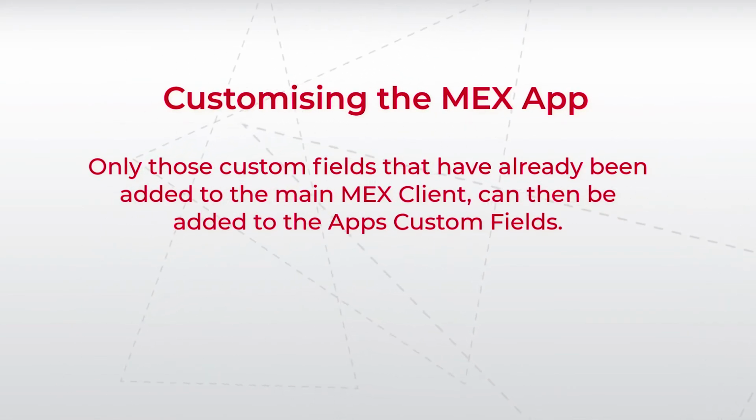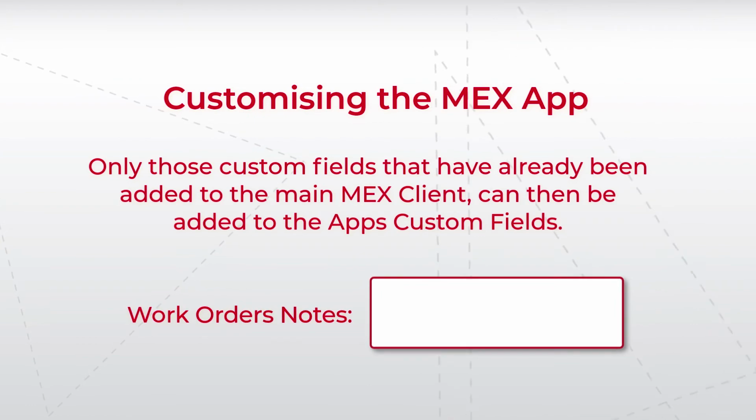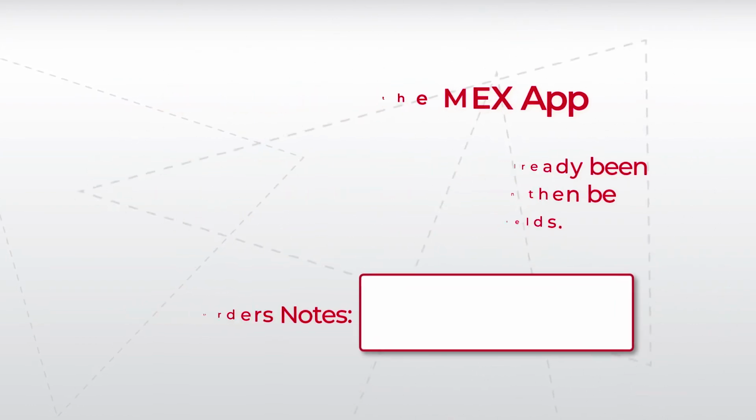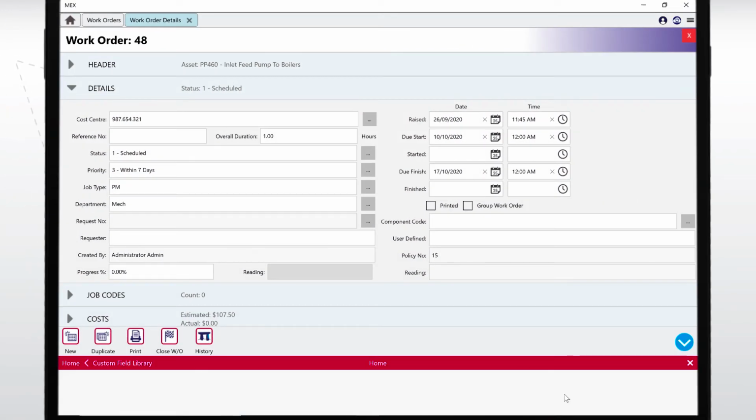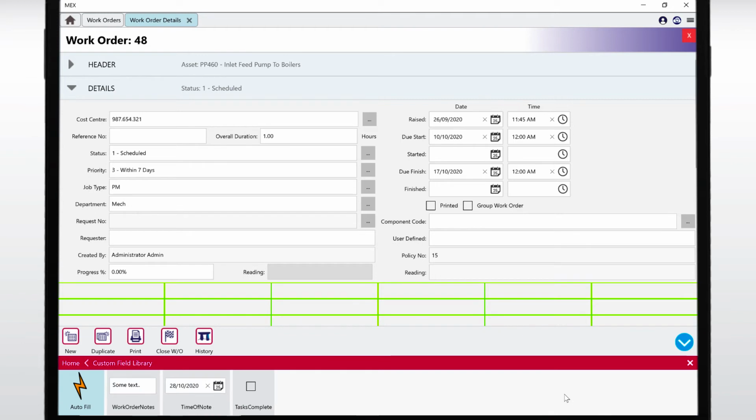The last thing that I'm going to do is add some extra fields onto the work order. Do note that with the MEX app, only those custom fields that have already been added to the main MEX client can then be added to the app's custom fields. In the God Mode introduction video, we added a large text field for users to enter any incidental notes into.